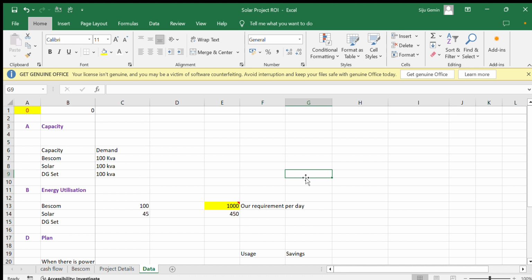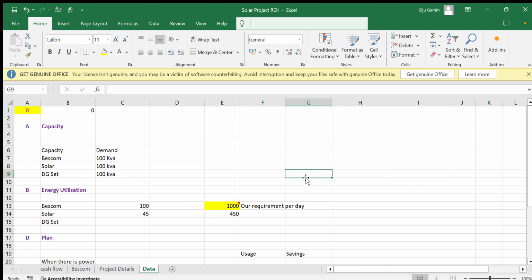Today let's see how to compute return on investment on solar projects. Nowadays it's a trend that most companies are going forward with installing solar installations to save their energy costs. So let's see a scenario: what could be the investment, what would be the cash outflow, and how much time it would take to get the return on investment.